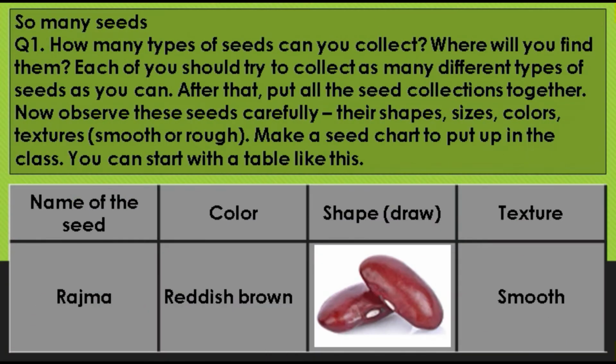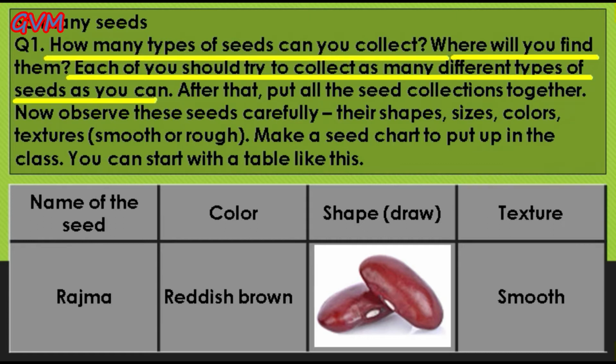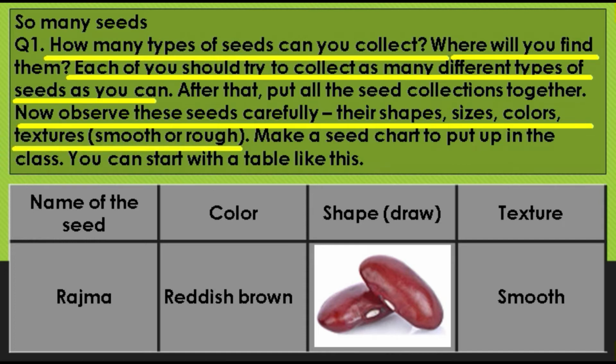Now students, here is an activity that you have to do at your home. Listen carefully to what you have to do. First of all, you have to collect different types of seeds, and you also have to answer where you will find them. Collect as many different types of seeds as you can. Then, after collecting the seeds, you have to observe them carefully, by their shape, size, colors, and texture. Texture means either they are smooth or rough. In this way you have to make a seed chart that you have to put up in your class.